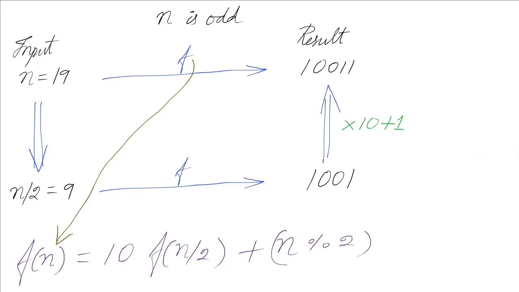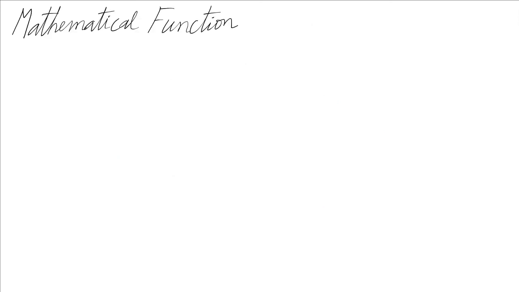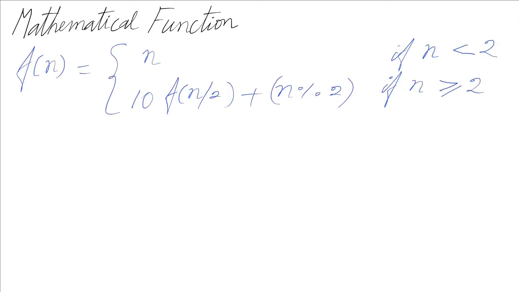So this function is the recursive function that operates on the given input. And this 10 goes here. And this function is operating on the smaller input for the subproblem. And we need to add the remainder of the number that's given to us. So what is the mathematical function? The mathematical function can be written like this.